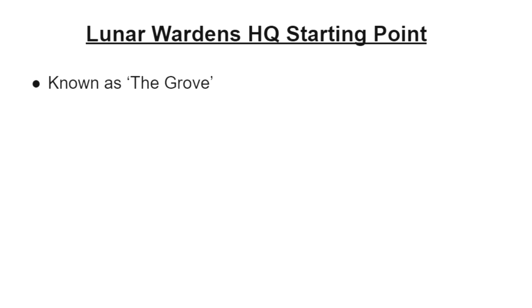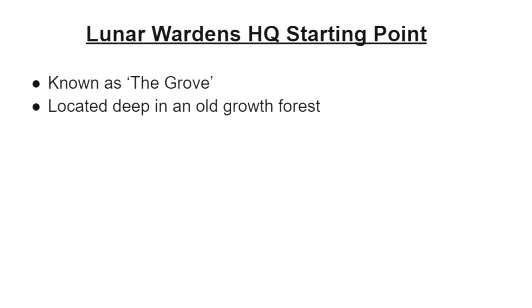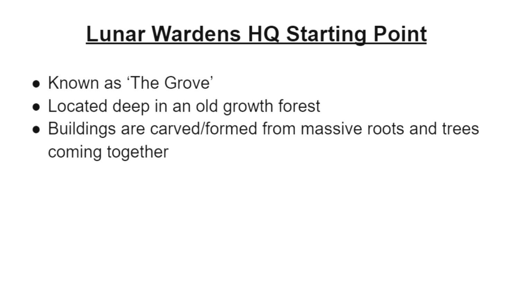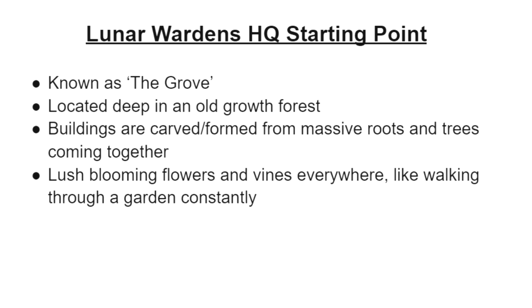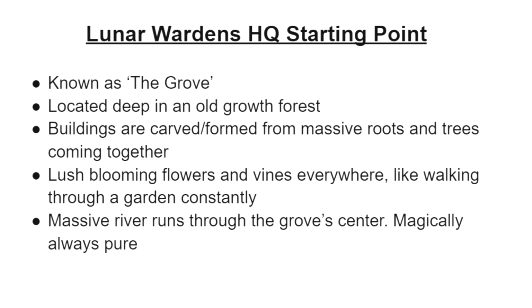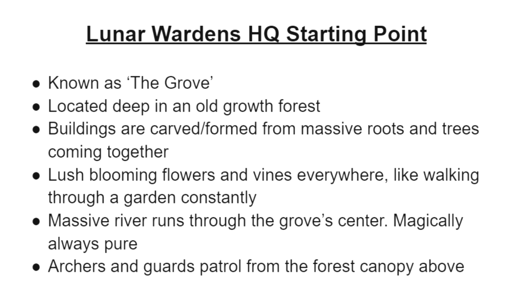It is known as the Grove, and it is deep in an old growth forest. Buildings are magically carved and formed from trees and massive roots coming together. There are lush, blooming flowers and vines everywhere. Walking through the Grove is like walking through a massive garden. Through the middle of the Grove is a huge river that is always ice cold and pristine and clean. Archers and guards patrol unseen from the forest canopy above. So now you can come up with a few bullet points for your faction.